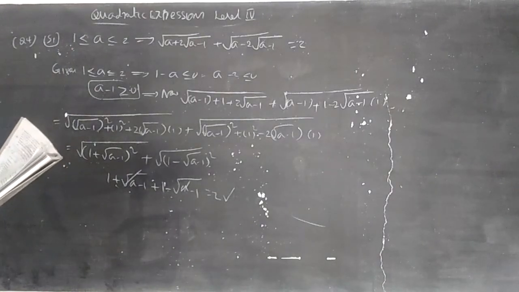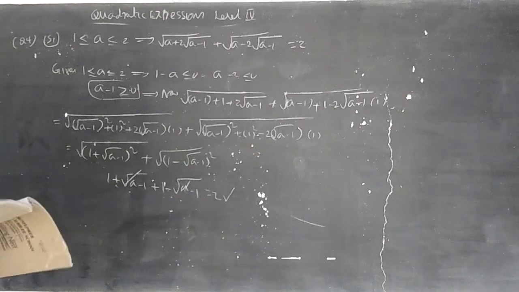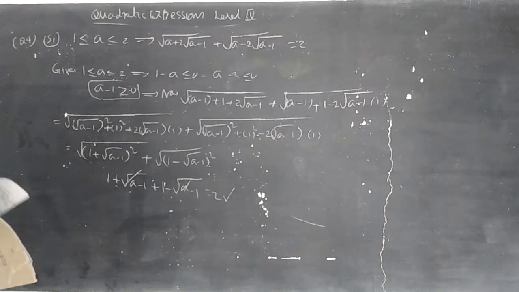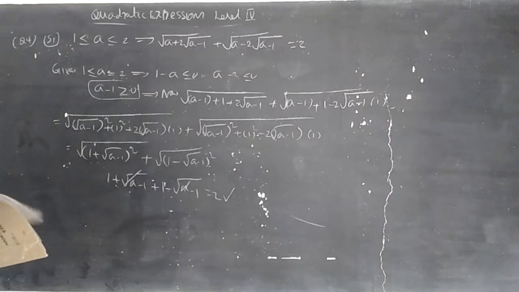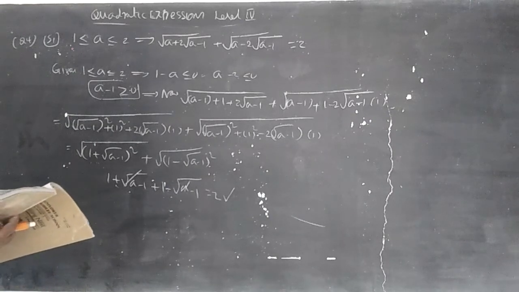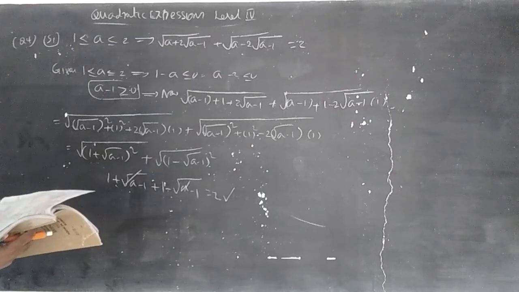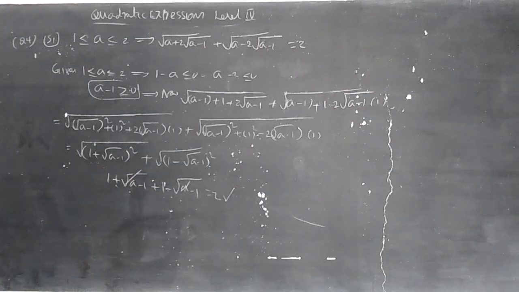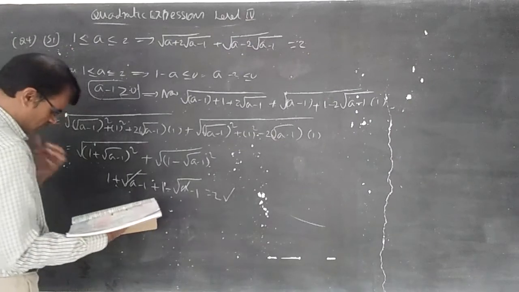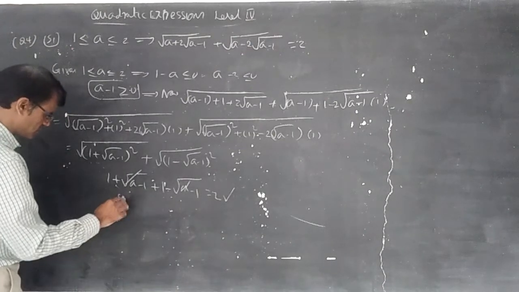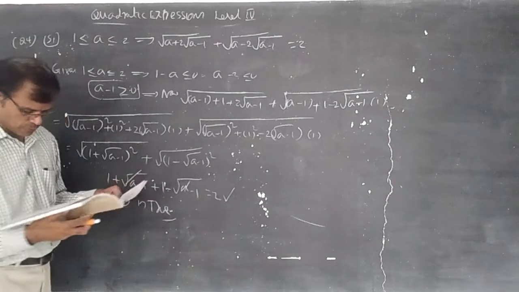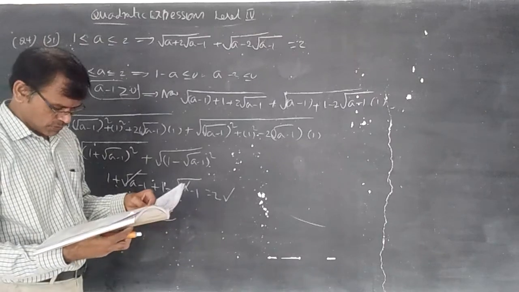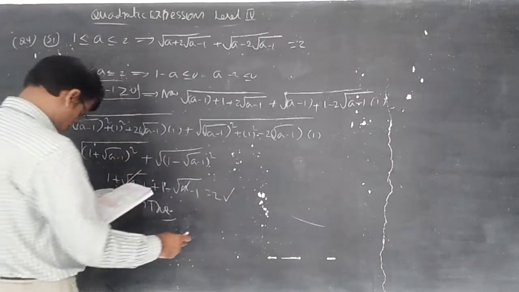24th question. Statement 1 is, let us see, maybe I did it wrong. 24th question. Statement 1 is true. Option C is given, yeah, that means statement 1 is true. Let us discuss statement 2. S1 is true. Now, statement 2.